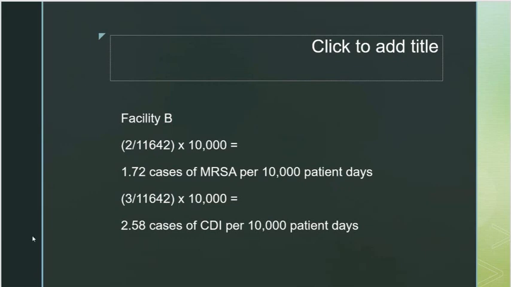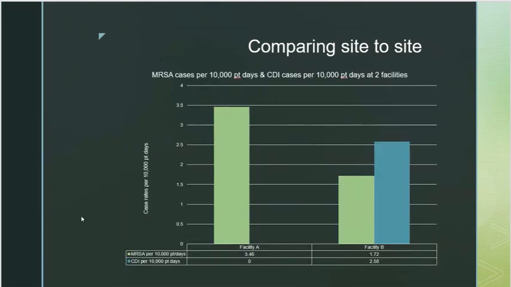And then to compare site to site, which is now possible because you've changed them into rates, I've put this into a graph. The first column here is the rate of MRSA. It's the light green. Facility A has a rate of 3.46, so the graph almost goes up to 3.5. For the light green, that's its MRSA rate for that quarter. And facility B has a rate of 1.7 for MRSA, so it goes halfway between the 1.5 and the 2, and that's the light green column.